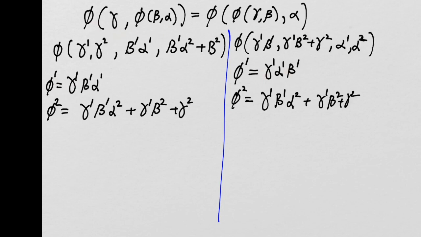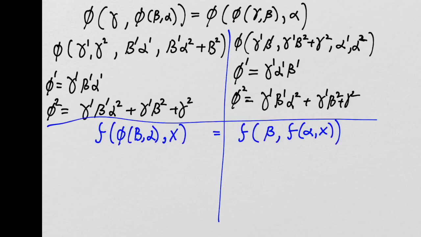So that was the demonstration of the associative property for phi. We should check the associative property for f. So that analysis looks like this. F of phi beta alpha acting on x, which is saying what is the transformation of x given by the transformation that is the product of beta and alpha. So we take the product of beta and alpha, find that transformation, and act on x.